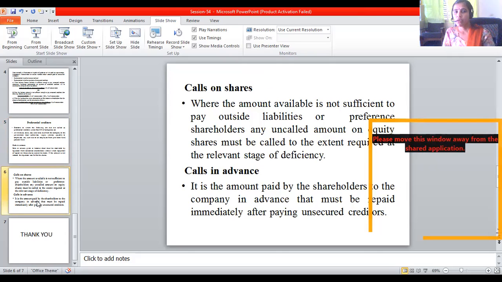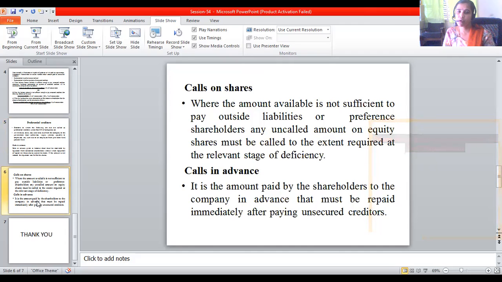Calls on shares where the amount available is not sufficient to pay the outside liabilities or preference shareholders. Any uncalled amount on equity shares must be called to the extent required at the relevant stage of deficiency.